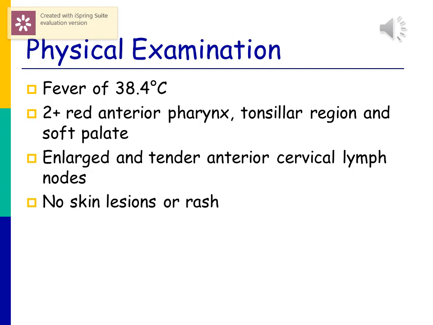On physical exam, the child had a fever. He had a very red back of his throat, tonsillar region, and the soft palate. He had enlarged and tender cervical lymph nodes. He did not have a rash. He didn't have any lesions on his skin.